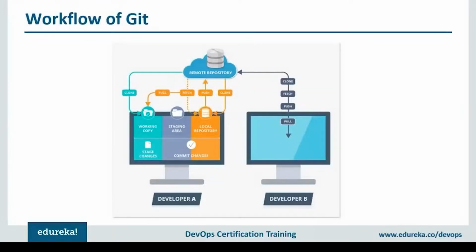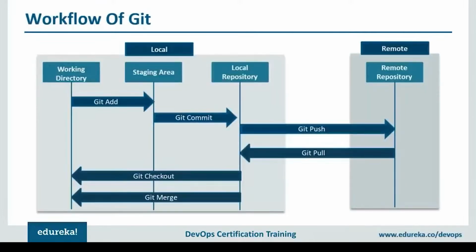So now that you have a basic idea of Git workflow components and the commands used, let's discuss the workflow now. As you can see in the diagram on the screen, I'm going to explain the workflow of Git through this diagram. Suppose I am a developer and this is my working directory. Now what I want to do is make some changes to the local repository. Since it is a distributed version control system, I have my local repository as well.